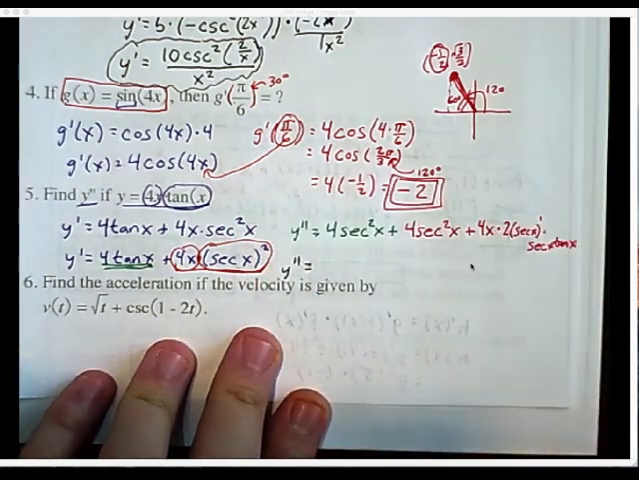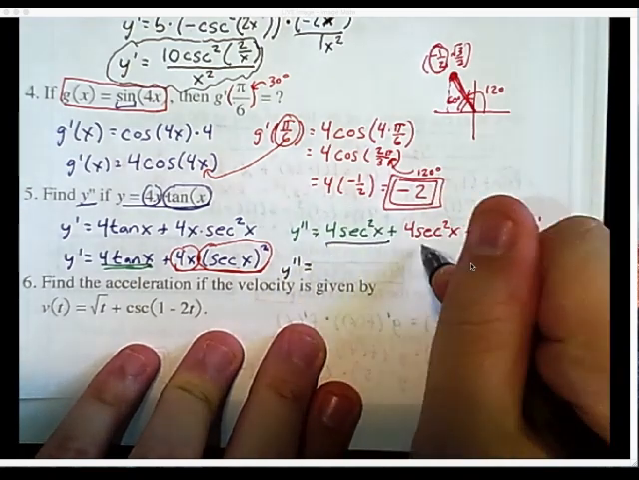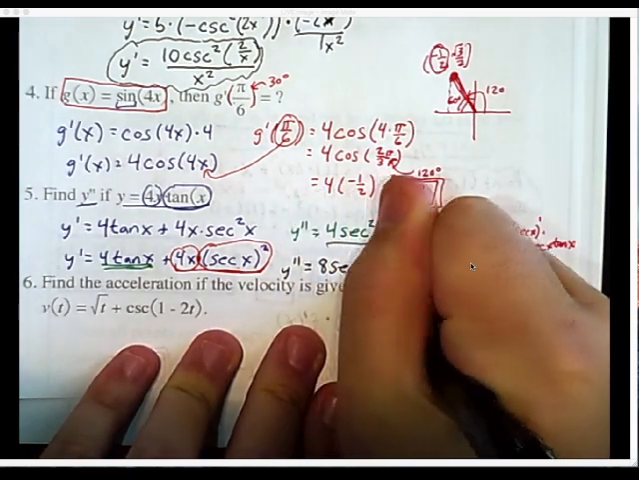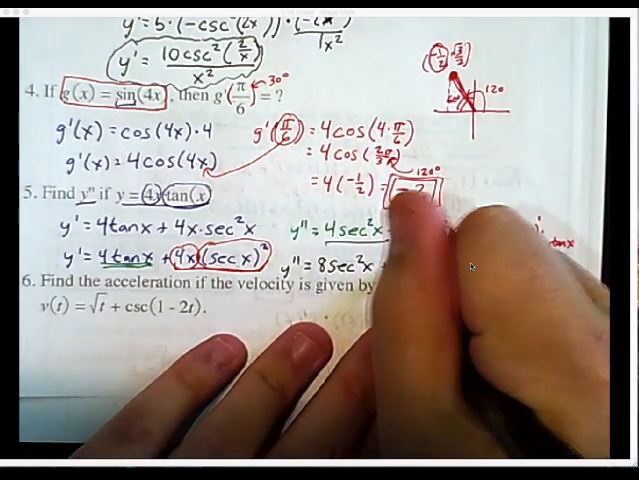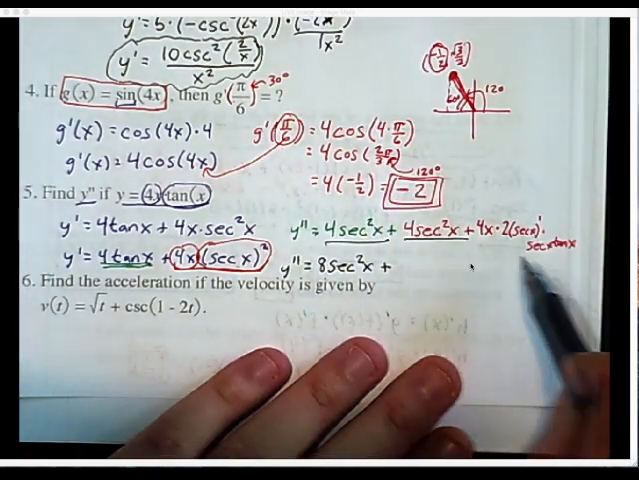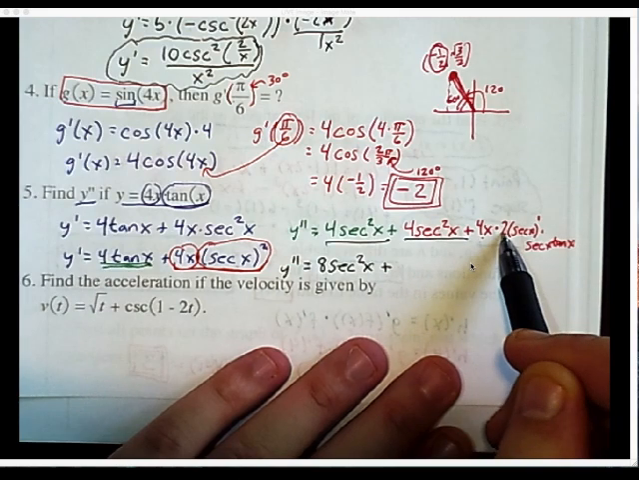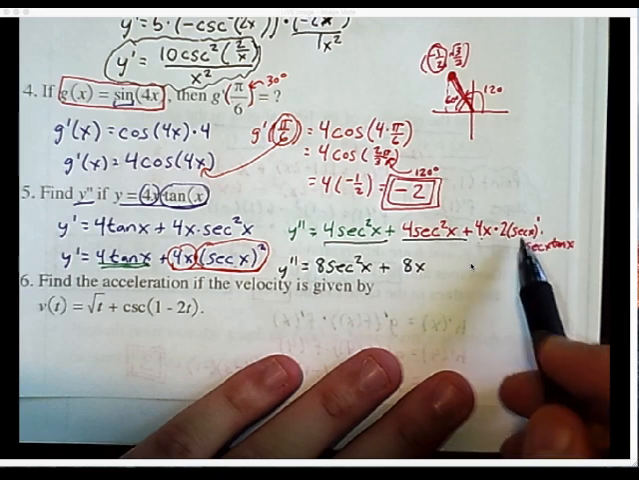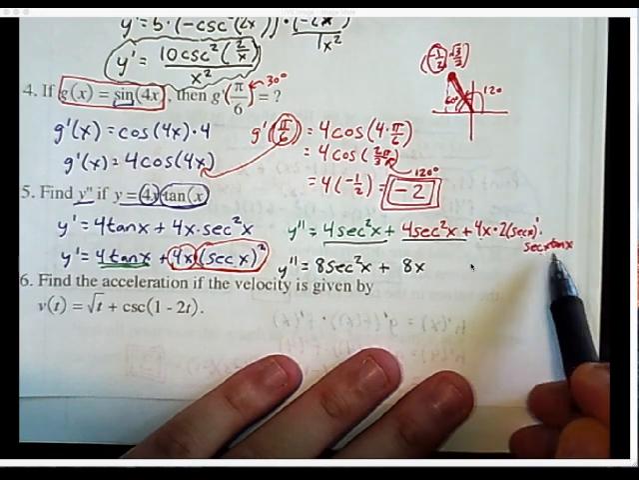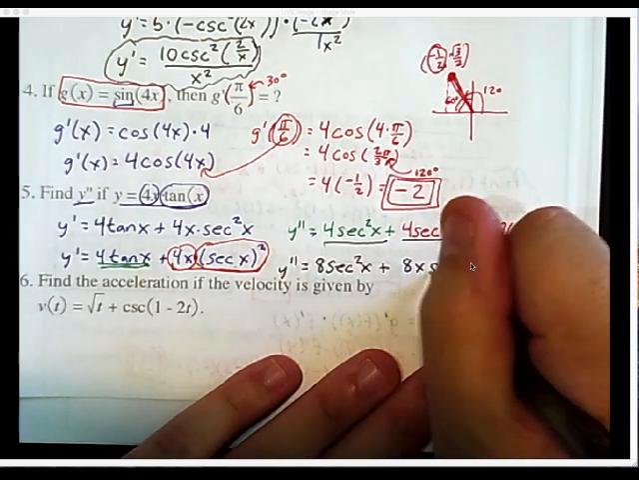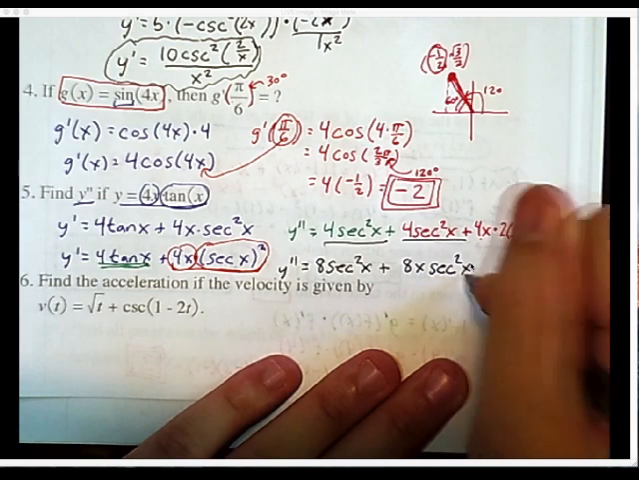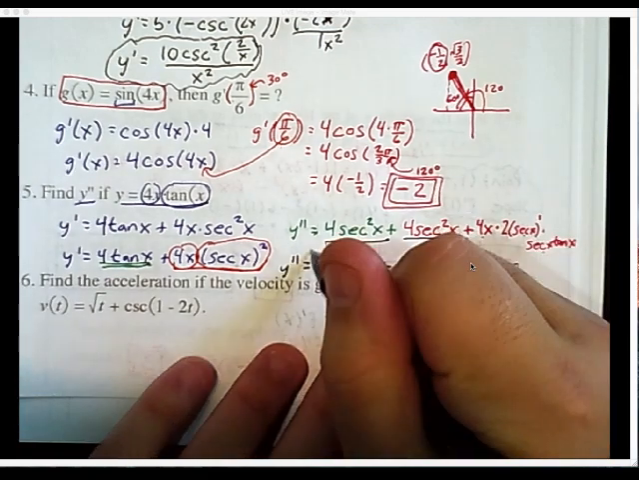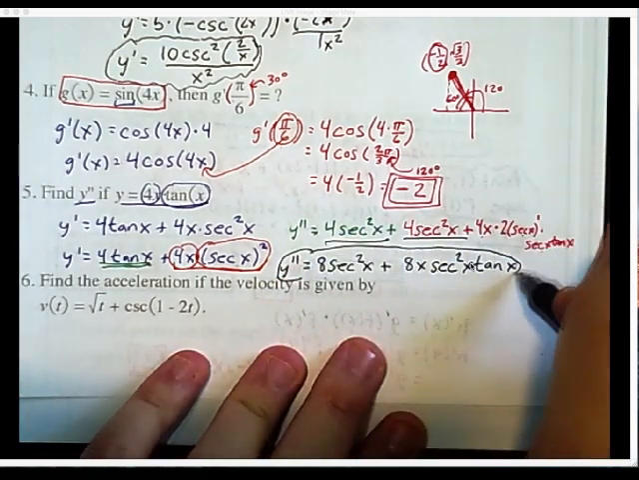So let's simplify this a little bit. I have 4 secant squared plus another 4 secant squared. That's 8 secant squared of x plus, okay, you have 4x times 2. That's 8x. Let's think about what we have. We have a secant times another secant times a tangent. So I have secant times secant, which is secant squared, times a tangent. So this is an acceptable answer.